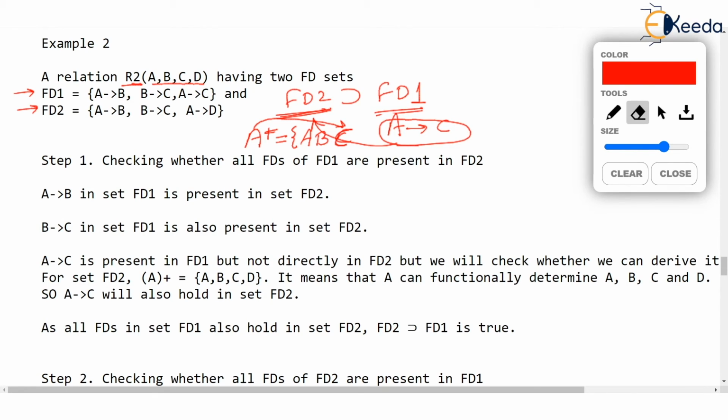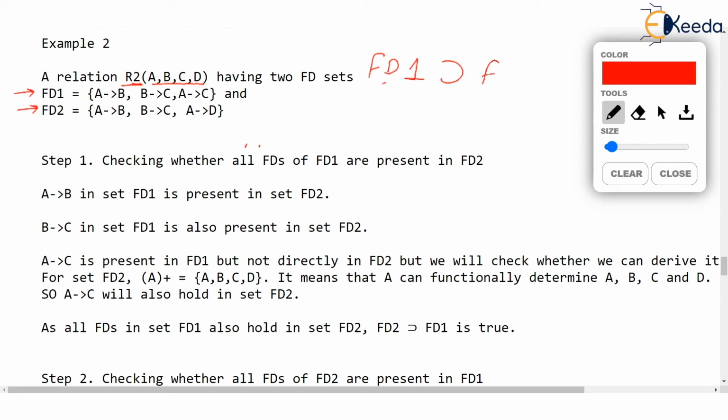Now let's try to prove whether FD1 covers FD2. Is FD1 covering FD2? So let's take one by one dependencies of FD2. Let's take A determines B. It is there in FD2. Can it be covered by FD1? Oh yes, it is there in FD1 already, isn't it? So it is covered. Let's take the other one. B determines C. Can this B determines C be covered by FD1? Oh yes, it is also there. You see both of them are present in both FD sets.